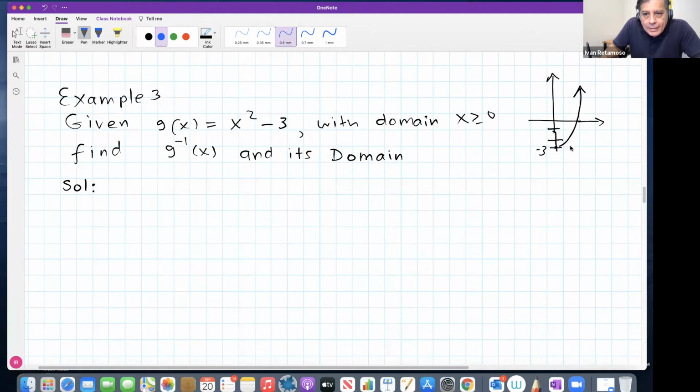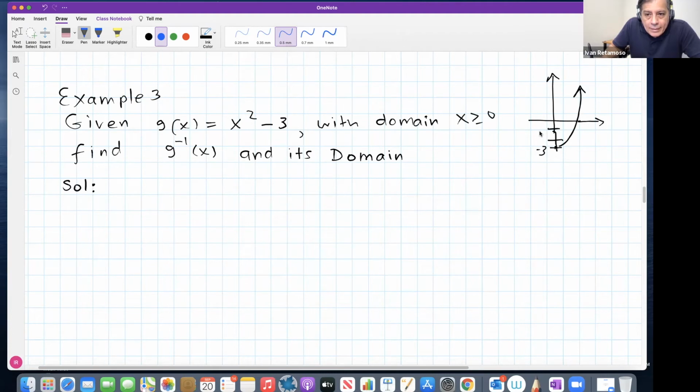For the graph, sometimes students ask me, Professor, how did you figure out this graph? Well, it's a parabola that has been shifted down 3 units, right? We did transformations, remember? So the parabola originally here goes down 3 units and appears here. And for the domain, they are taking just positive input values, so it should be just this part of the parabola, right?